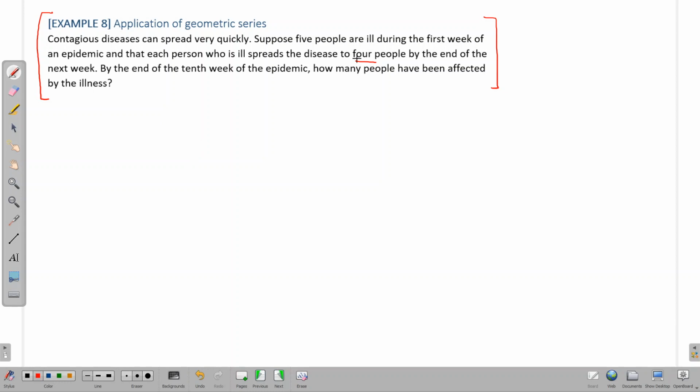Okay, so the fact that it's spreading to 4 people, every time the next person spreads it to 4 people, that's what tells us this has to be geometric. The fact that we're finding the total number of people affected tells us that we're adding that geometric sequence, that we're doing a series here. So we know the initial amount was 5 people. Then the common ratio is 4, because each of these 5 people are going to spread it to 4 people, and they're going to spread it to 4 people, and it's just going to continue on like that. And we want to know if this goes on for 10 weeks, what are the total number of people affected? So again, back to S sub n, we've got A1 times 1 minus R raised to the n over 1 minus R.